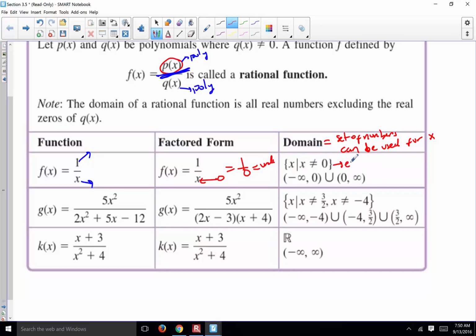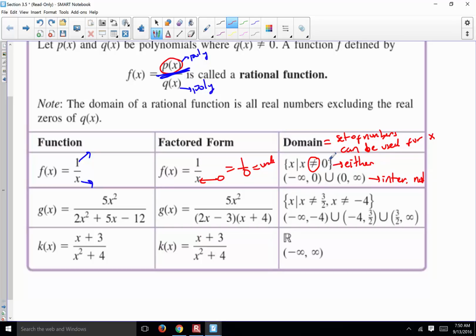So you can either use set builder notation. You need to take all the x's, but you need to exclude, this means exclude, do not take x to be 0. Or this is interval notation. You need to take everybody up to 0, skip 0. You see it's not a bracket here, it's parentheses. We're skipping 0 and then continuing right after 0 to infinity.